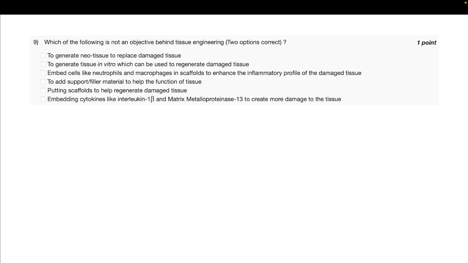The third and last option. The third is embed cells like neutrophils and macrophages in scaffolds to enhance the inflammatory profile of the damaged tissue. Okay. Anybody else? Ma'am, the last option. Okay. Do you have any other option to select? No idea. Okay, sure. We'll discuss. Thanks for answering.